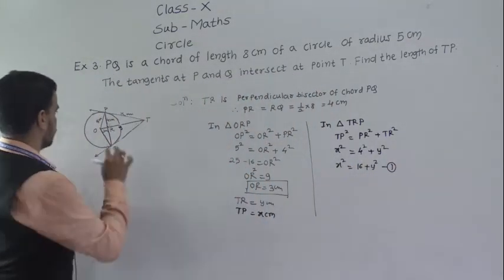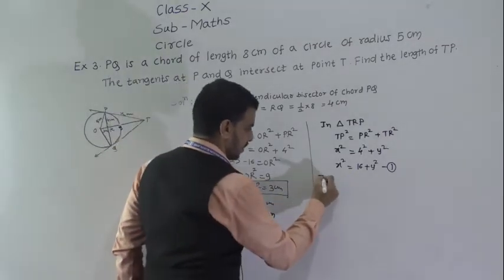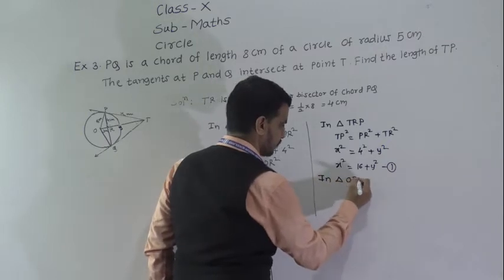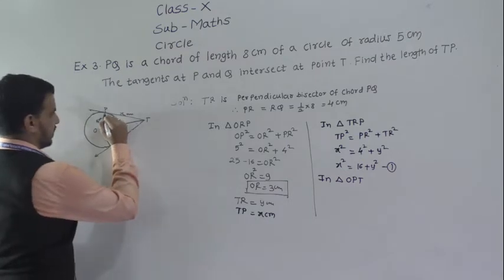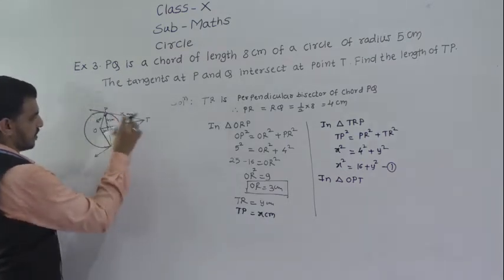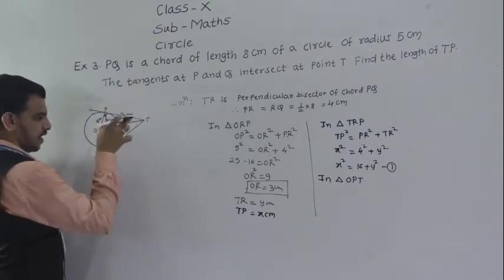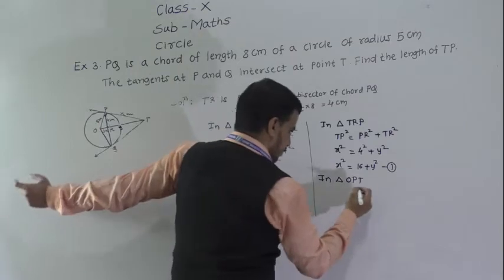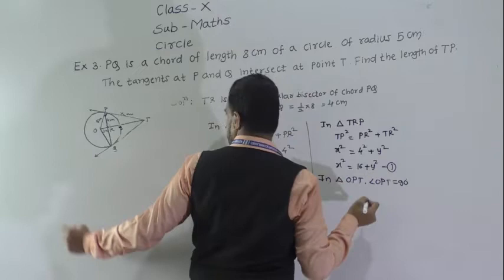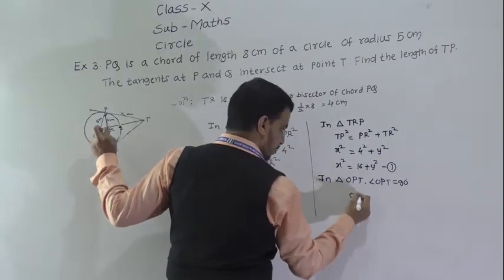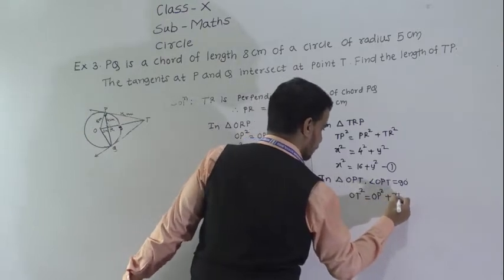Now we have to use Pythagoras theorem in triangle OPT. In triangle OPT, angle OPT is 90 degrees because OP is a radius and TP is a tangent. So this angle is a right angle, meaning OT is the hypotenuse. If we use Pythagoras theorem here, first we write angle OPT is equal to 90 degrees, then OT square is equal to OP square plus TP square.